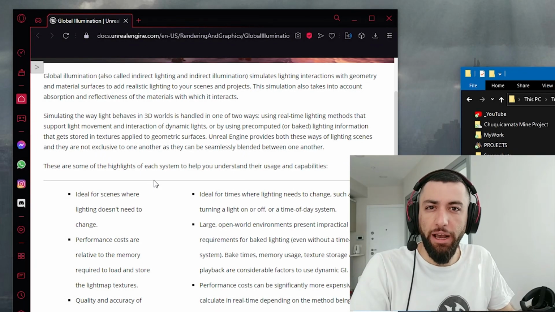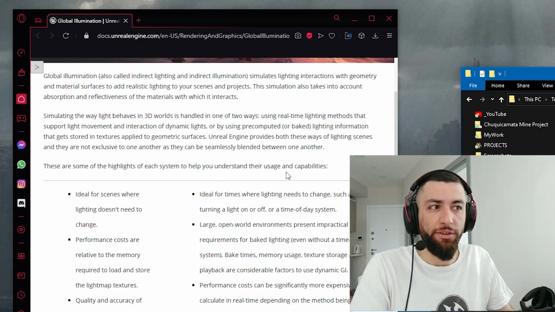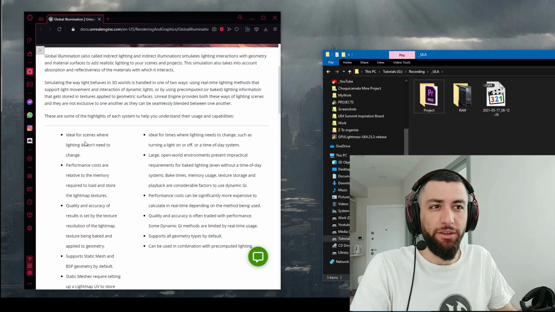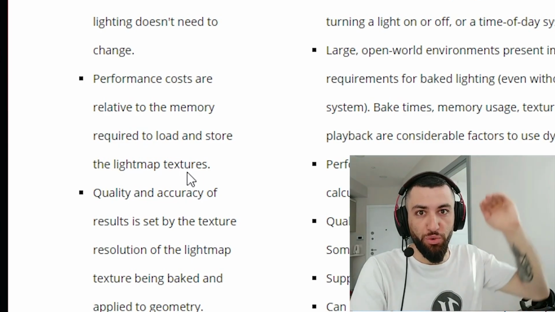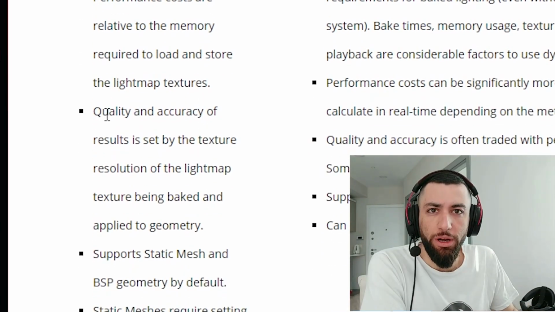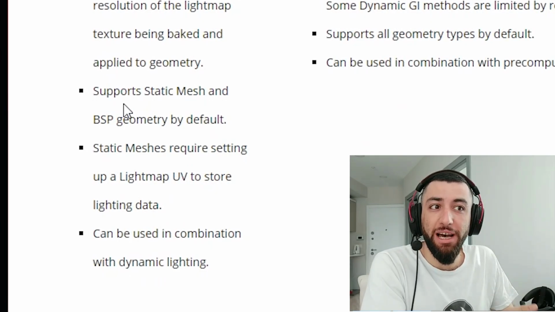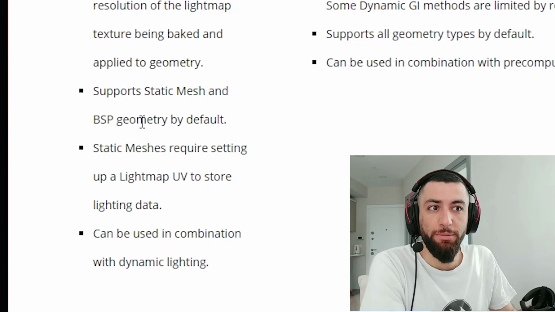Let's talk about the highlights of each system to help us understand their usage and capabilities. The pre-computed lighting is ideal for scenes and projects where lighting does not need to change. Its performance costs are relative to the memory required to load and store the lightmap textures. This is why I say don't go too crazy on your lightmap resolution. The quality and accuracy of the results is set by the texture resolution of the lightmap texture being baked and applied to geometry. It supports static meshes and BSP geometry by default.